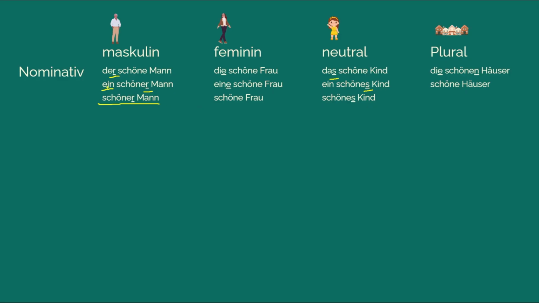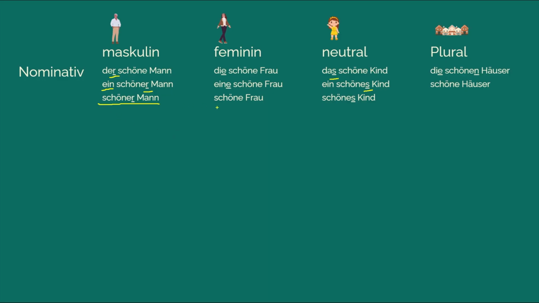So indefinite, ein schöner Mann, eine schöne Frau, ein schönes Kind, a beautiful man, a beautiful woman, a beautiful child. There is no such form in the plural. So we only have the definite article, die schönen Häuser, and we have the zero article. So instead of the indefinite article, we always use the zero article for the plural.